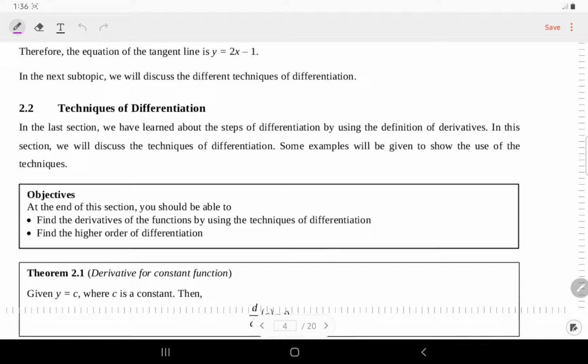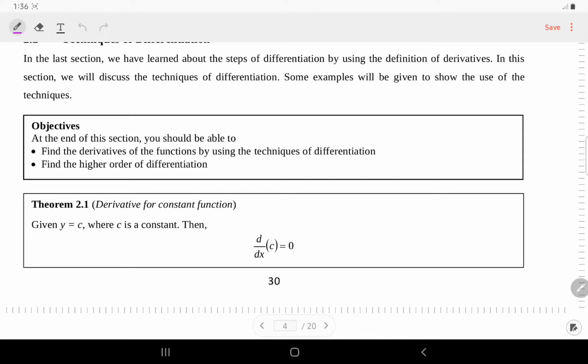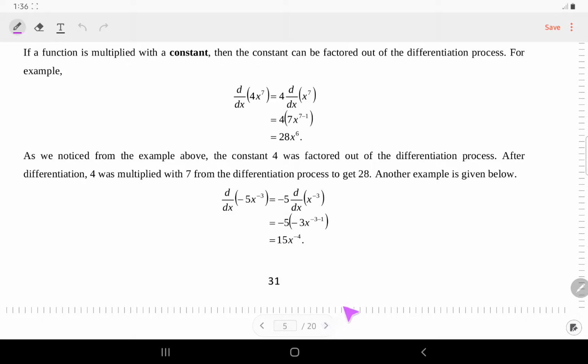So for that we have several theorem here. Okay, the first one is theorem 2.1 on page 30. Okay, this theorem is for the differentiation of constant function. Okay, constant function, the function that didn't have variable. Okay, for each of the constant function, if we differentiate that function, it will become 0.